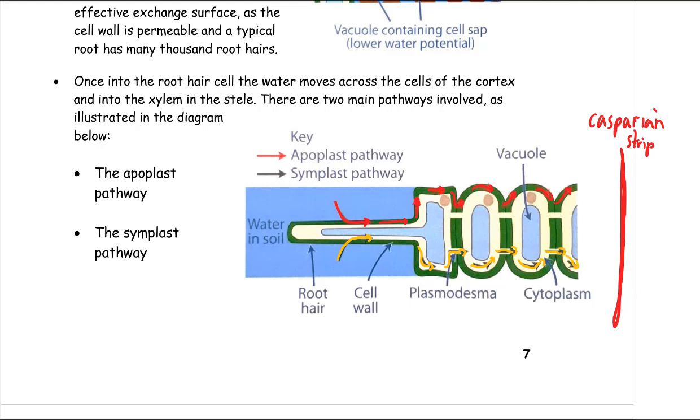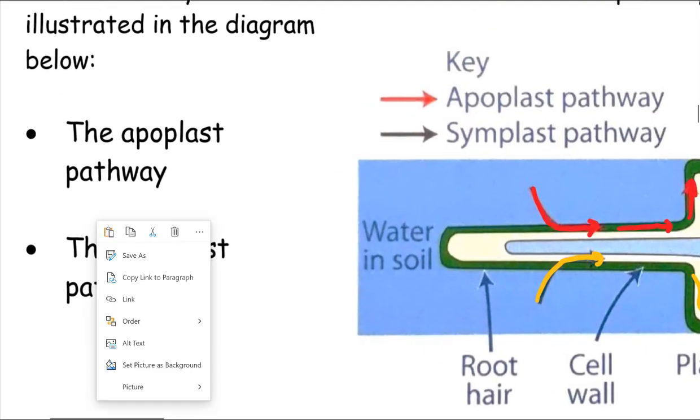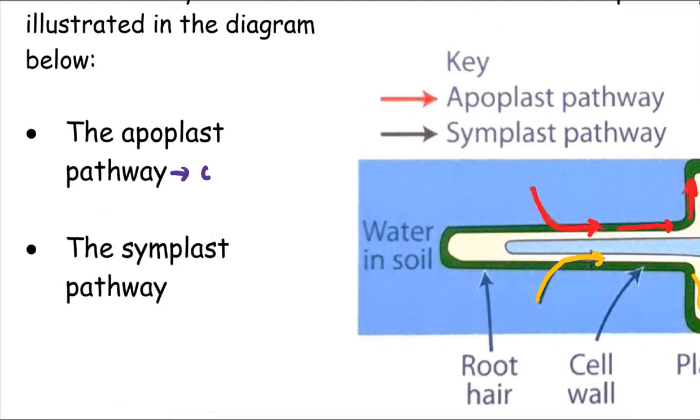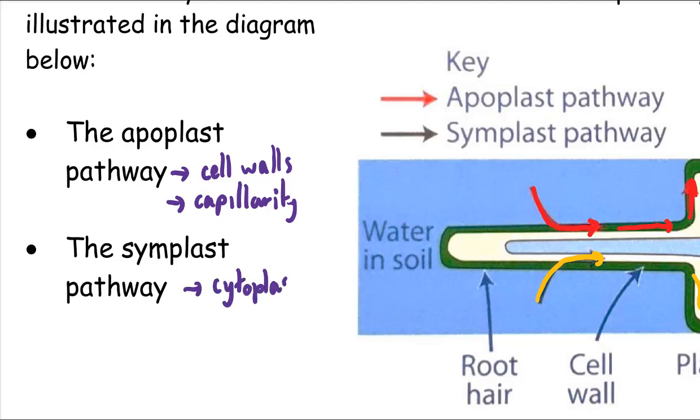Now, the key words that you're going to link together with each pathway. For apoplast, it's that water travels through the cell walls and it travels by capillarity, which we will talk about later. The symplast pathway is the movement of water through the cytoplasm of each cell, and it occurs due to osmosis, so the setting up of a water potential gradient, and then water moving from an area of higher water potential to lower water potential.